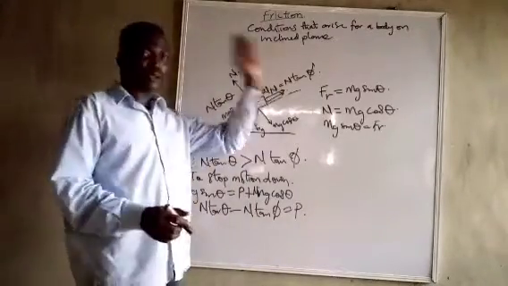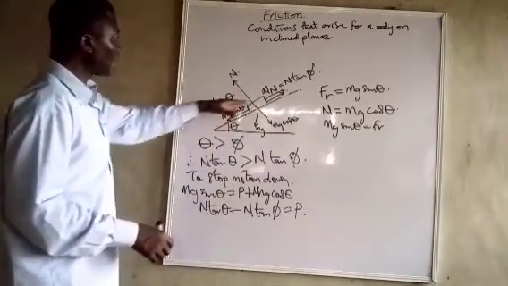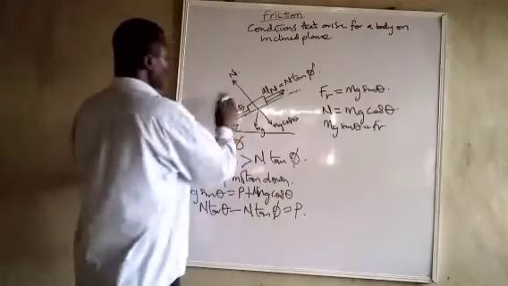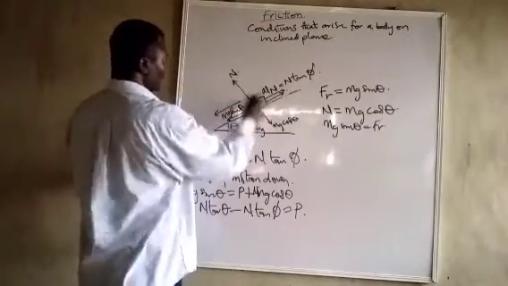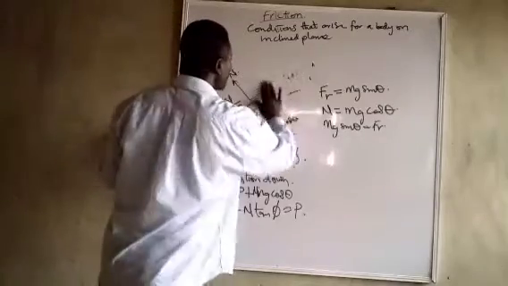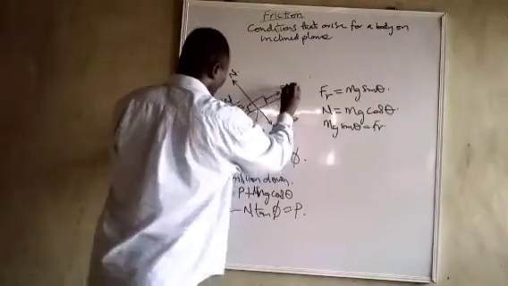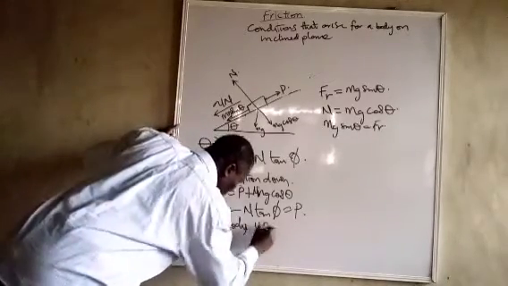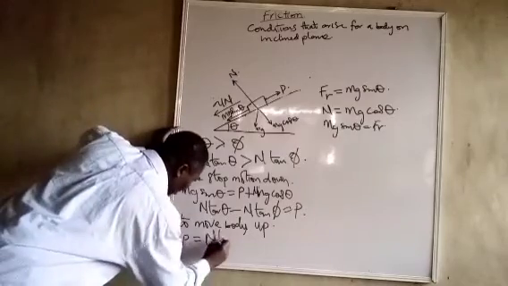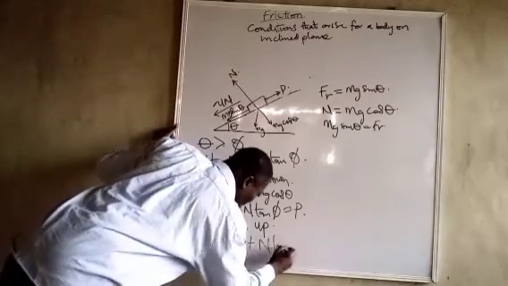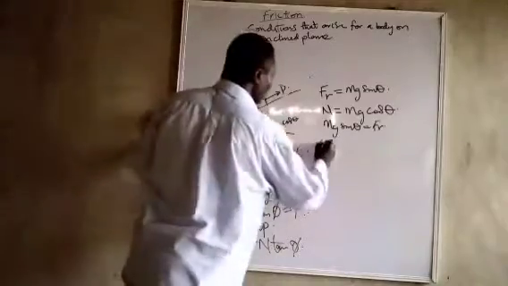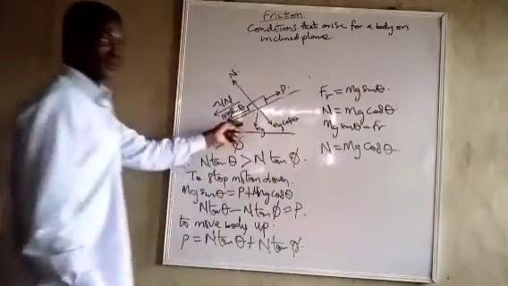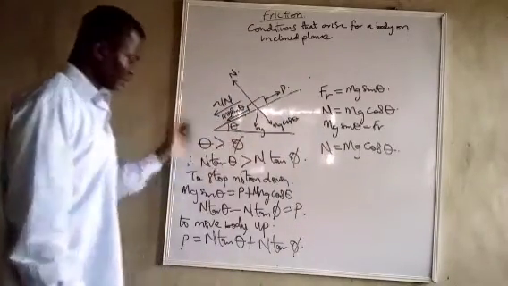Now if I want to move the object up, you know that mg sin theta is far more than F in this situation. So I have to contend with friction downward again because it has to act against motion. So this one is mu N, and everything must be equal to this force going up. So P, to move body up, will now be equal to N tan theta plus N tan phi. You know, in all the situations, N is equal to mg cos theta. This one is varying, but this one is constant. So we have solved that one.